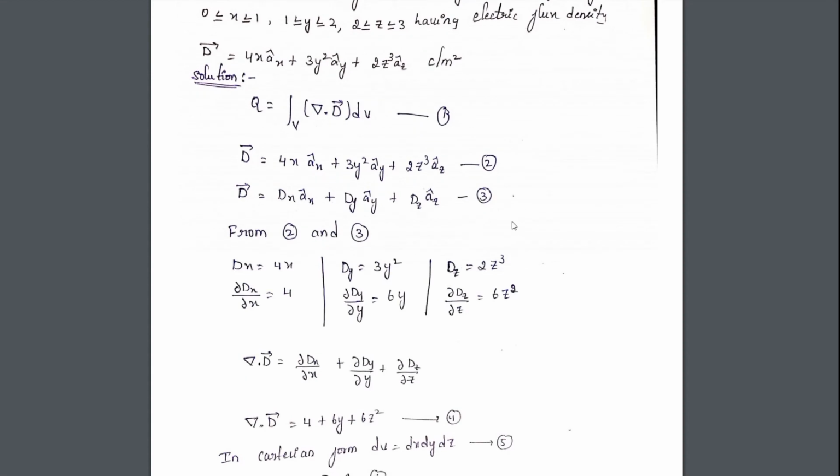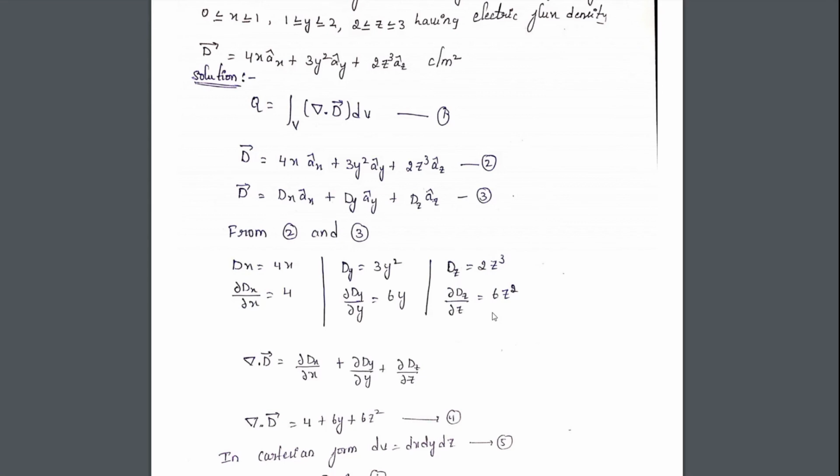See, I'll tell you how to find divergence. The same thing is applicable for spherical as well as cylindrical. So how to calculate divergence for the given D? Write the given D and compare it with the standard form in Cartesian. So if you compare, what is Dx? Dx is 4x, Dy is 3y square, and Dz is 2z cube.